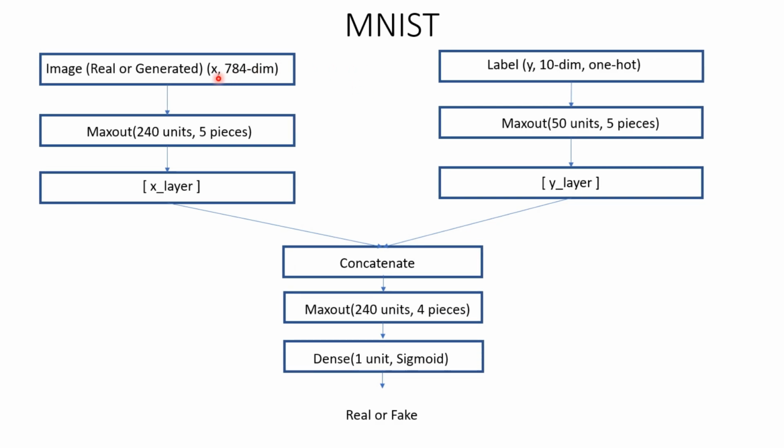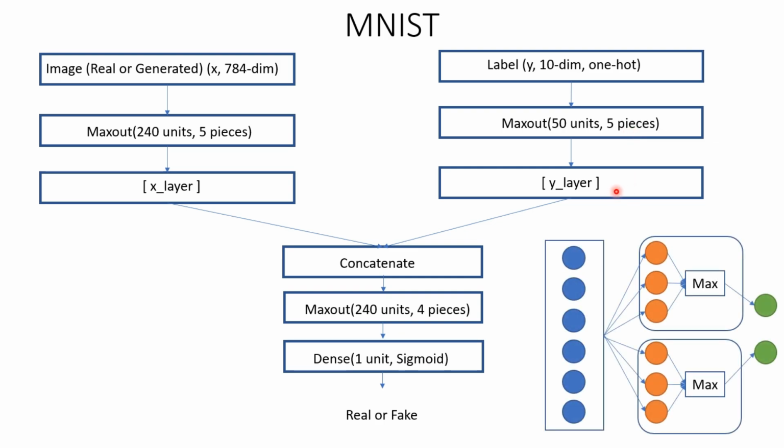Next, for the discriminator D, we also pass the labels as useful information. First, we fit them into maxout layers with 240 and 50 units and 5 pieces. In a maxout layer, the input is first passed through a dense layer with the specified number of units. The units are then grouped into sets of 5, and then the maximum value is selected from each group. We then concatenate the result and pass it through another maxout, and finally a dense layer with a sigmoid activation to output the probability that the image is real or generated.